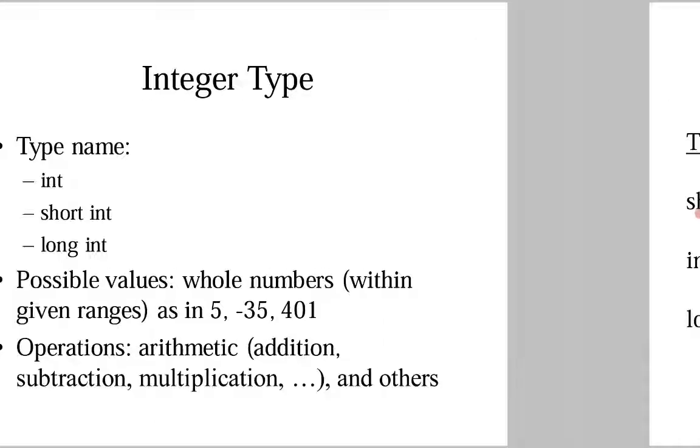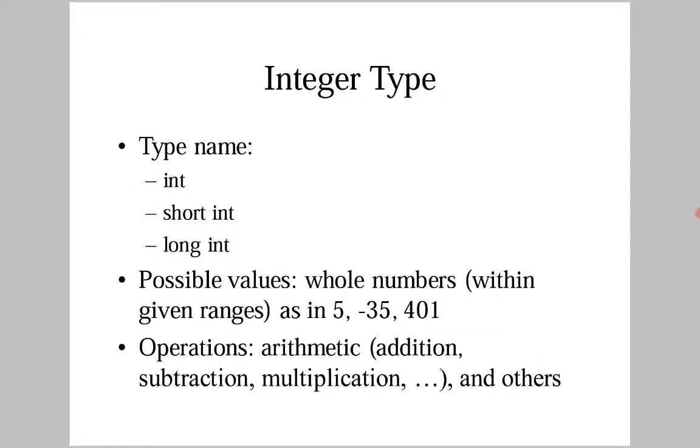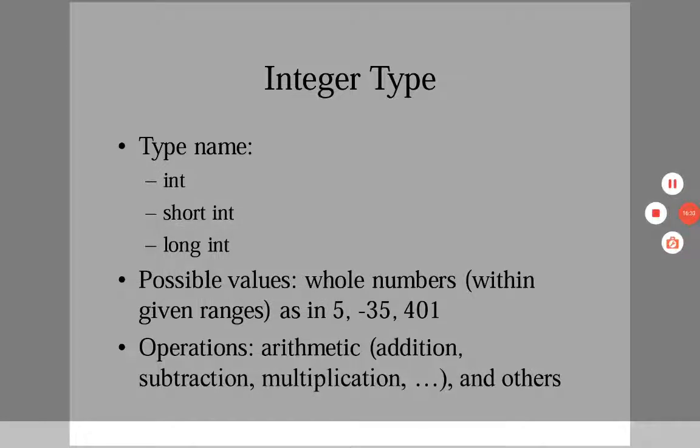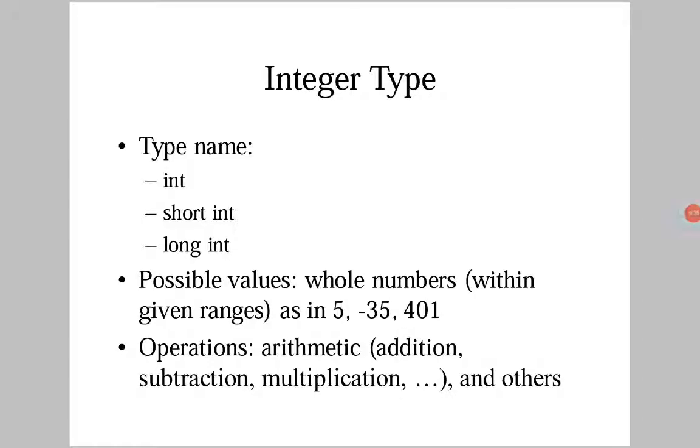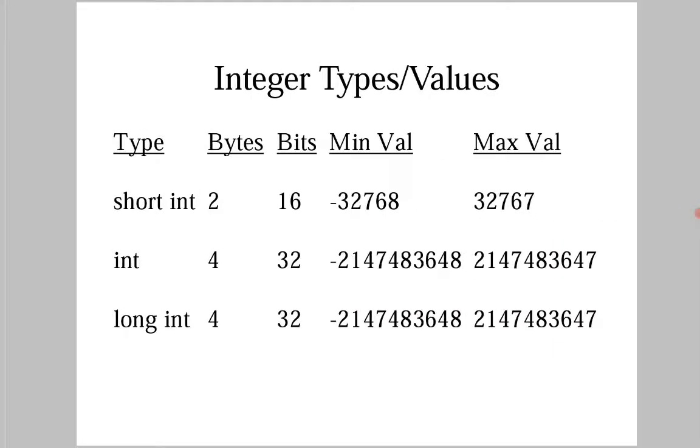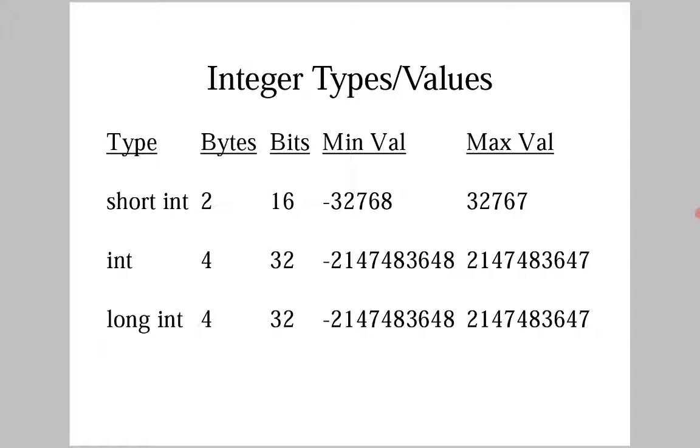What are the different types of data types used in the C language? The first one is integer data types. The type names are integer, short int and long int. Possible values are whole numbers. Integer values are generally used to store whole numbers within a range, and operations are arithmetic operations like addition, subtraction, multiplication and others.